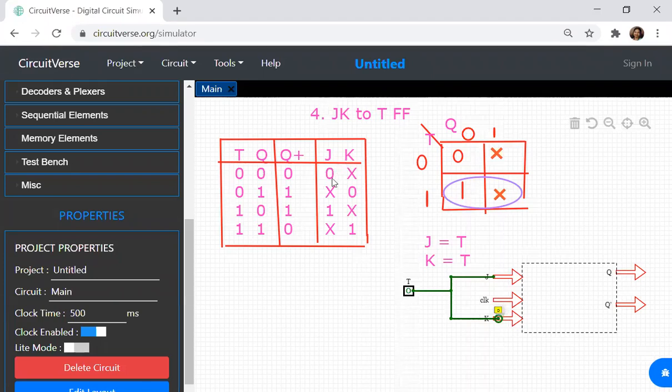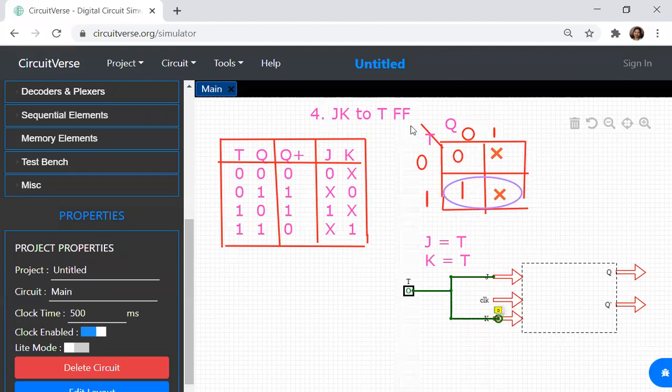Now we have to write the J and K values. For Q and Q plus, if it is 0, 0, JK will be 0x. If it is 1, 1, this will be x0. When Q and Q plus are 0, 1, 1 means it is setting the state. So J will be equal to 1, the other terminal will be x. Again, here it is 1, 0, Q plus is 0. 0 means reset. The reset condition will generally be at K. So K will be equal to 1, this is x.